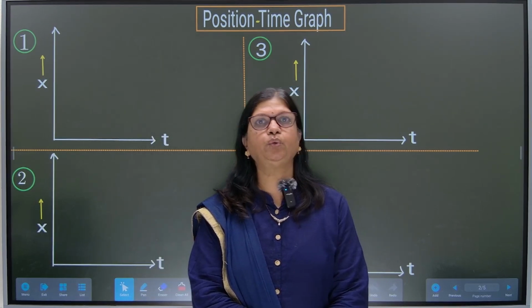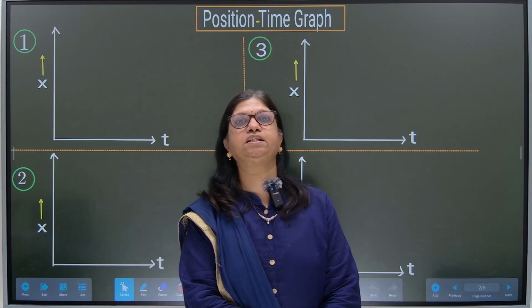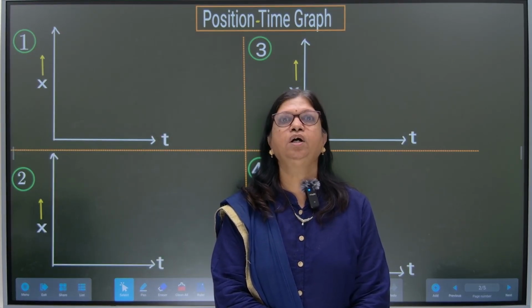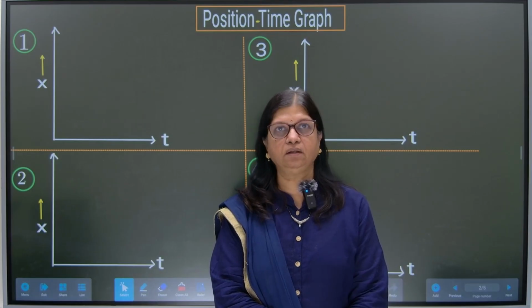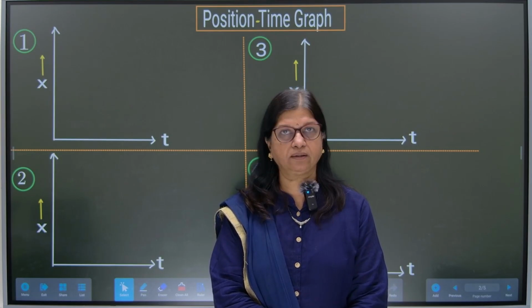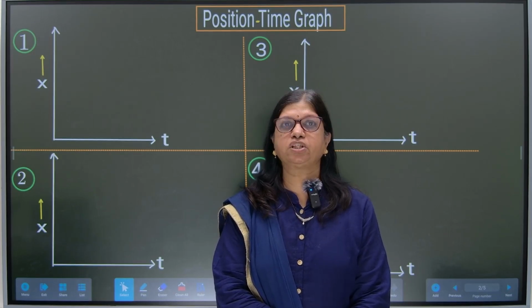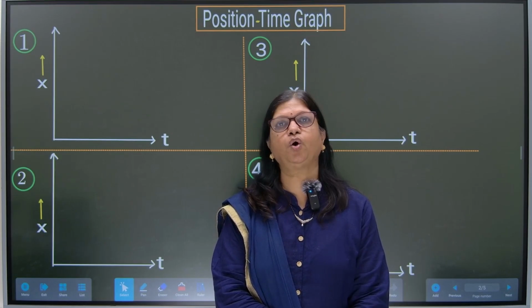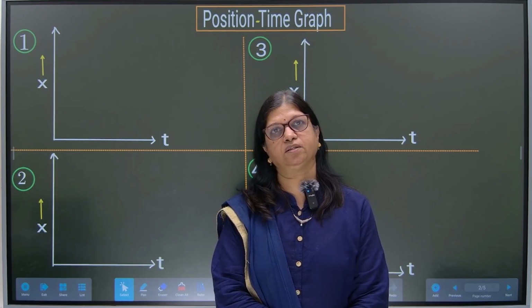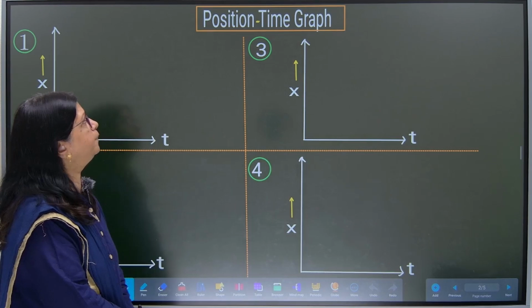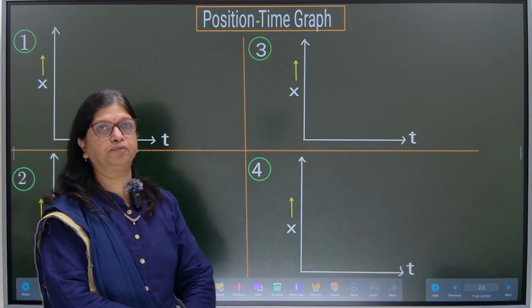Let us continue with chapter number 2, Motion in a Straight Line. We have already learned how to determine the position, the path length and the displacement of an object, correct? And we shall now continue to draw graphs of different kinds of motion. Okay, so we are talking about the position time graph.